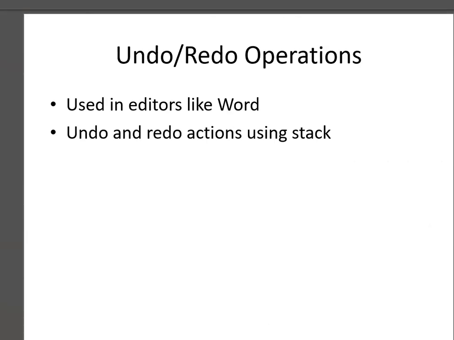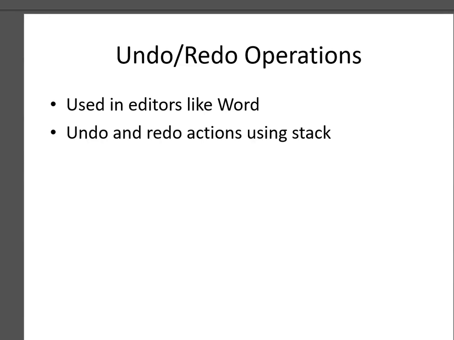For example, when you press undo, the last action is reversed using a stack. Typically we use two stacks, one for the undo operation and one for the redo operation. This allows users to move backward as well as forward through actions.